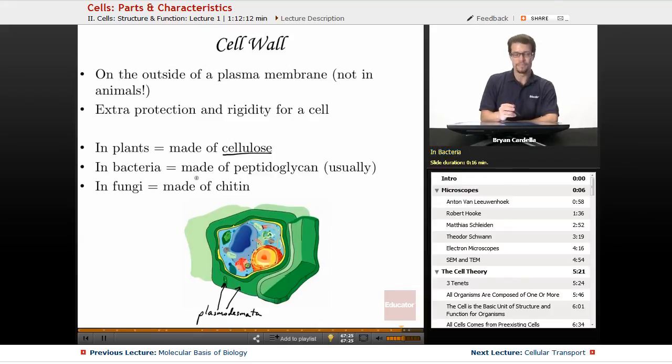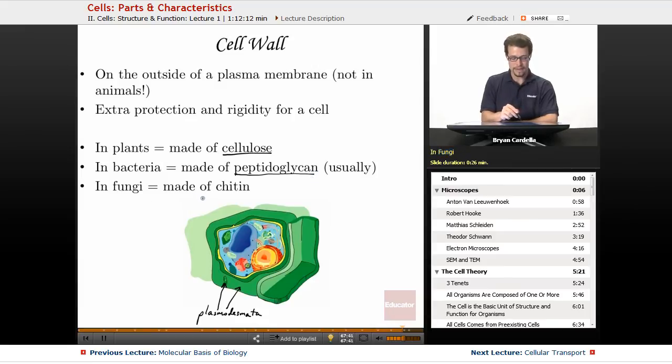In bacteria, usually, but not all species, you tend to see peptidoglycan making up a bacterial cell wall. Part protein-based, part sugar-based. That's how you get the peptidoglycan.